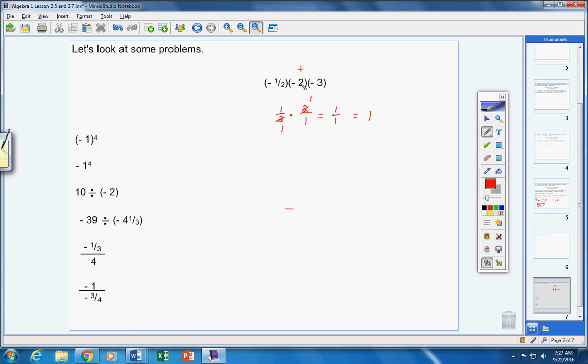So 1/2 times 2 is 1, times 3, sorry, let's just go across, sorry about that. 1/2 times 2 is 1, times 3 is 3. And there's your answer, -3. Now if you don't like to do it that way, let's do it the other way. Multiply the first two together, you get a +1. Bring down your -3. 1 times -3 is -3. Either way, you get a -3. Okay, let's continue on.